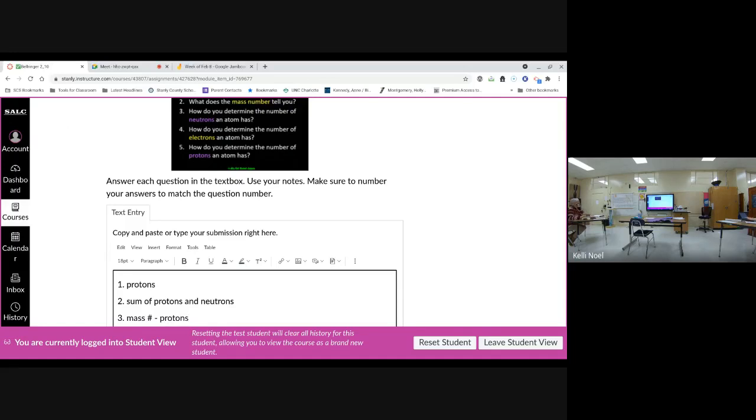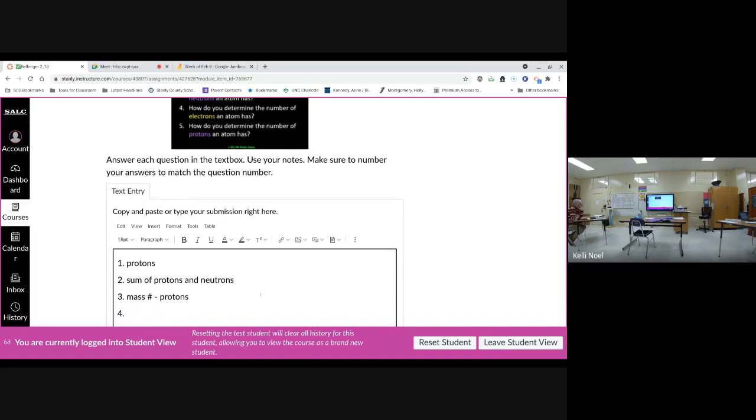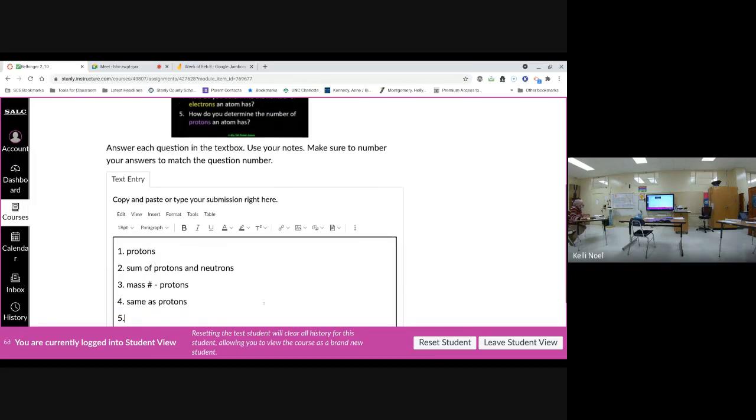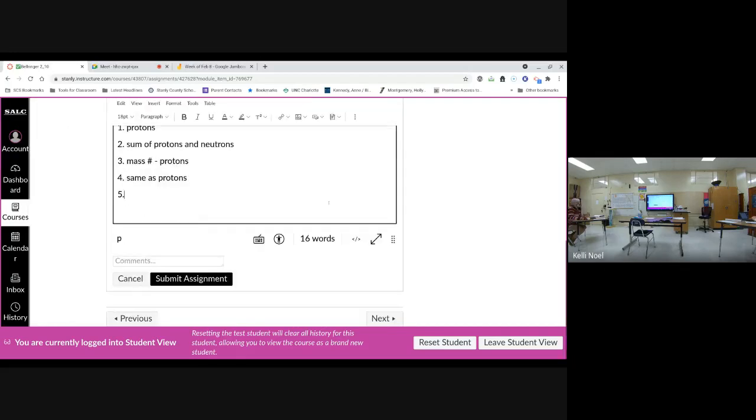And how do you determine the number of electrons an atom has? They're always the same as the protons. And as long as the atom is electrically neutral, they'll be the same. Number 5, how do you determine the number of protons an atom has? Look back at question number 1. Just the atomic number.